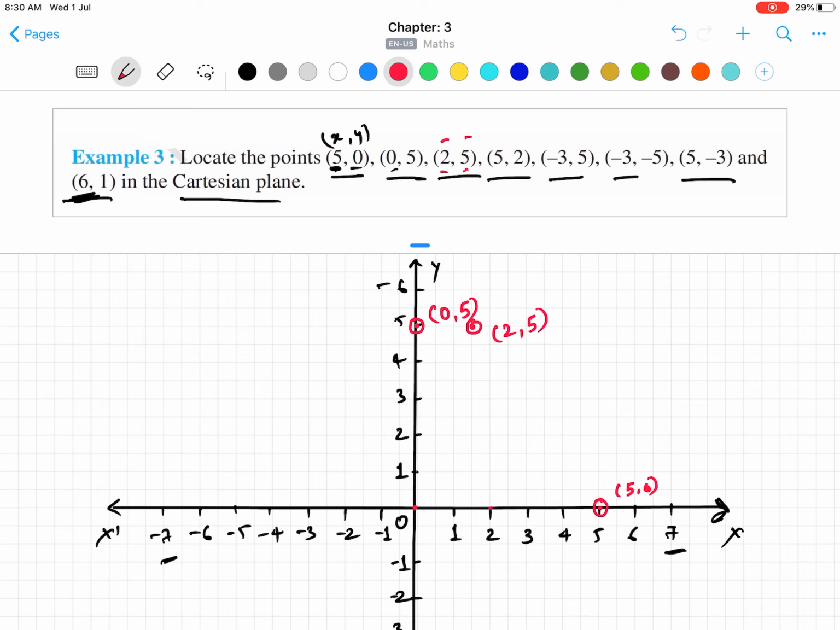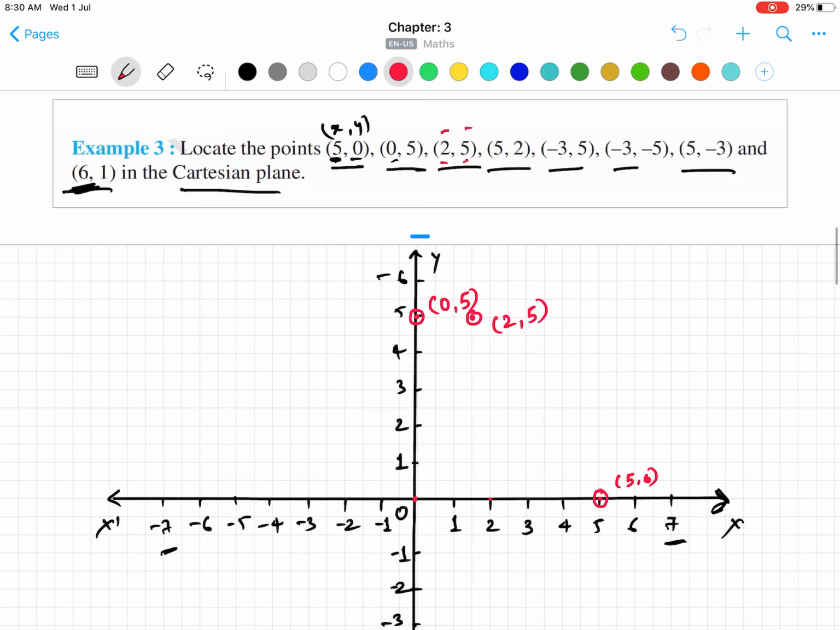Okay, next we have 5 2, that means now x is 5 and y is 2, so we'll again start from origin. X is 5, that means we +5. Okay, so we'll move in the positive x direction, that is we'll reach here, and y is 2, so we'll go 2 places upward. So this point is here, that is 5 2.